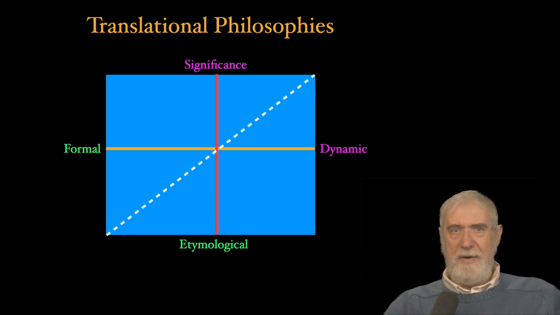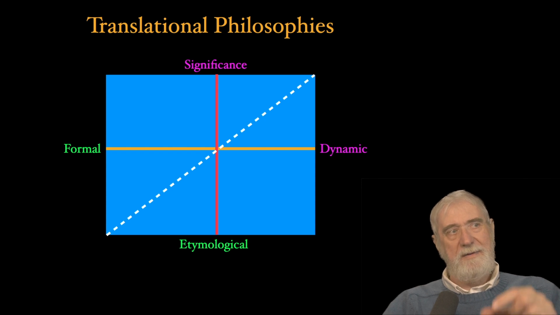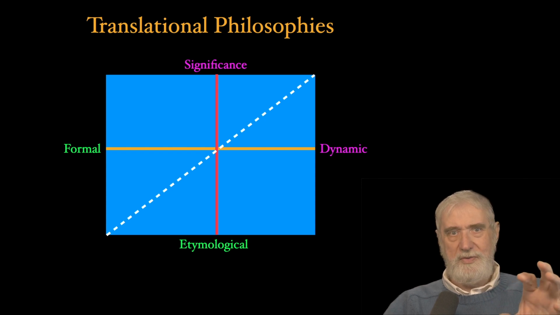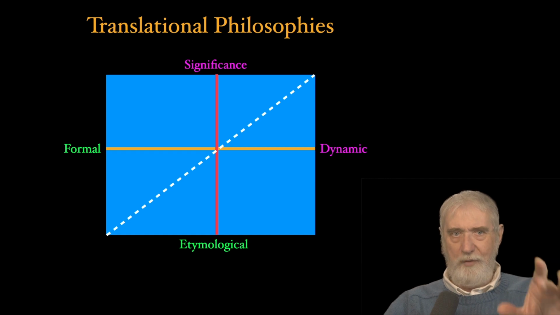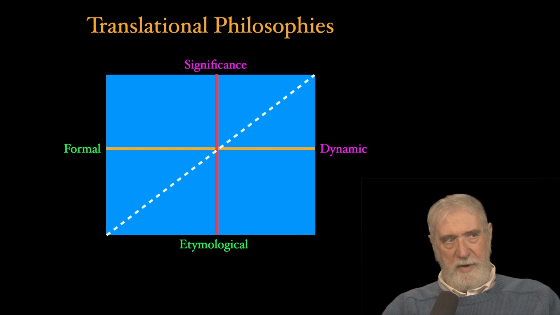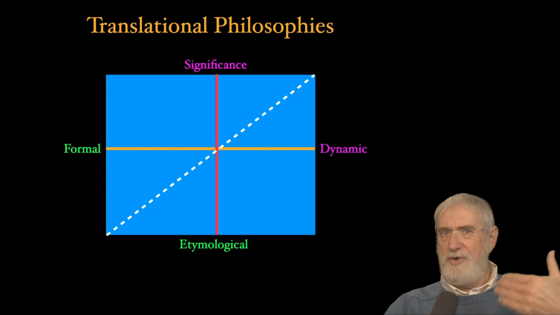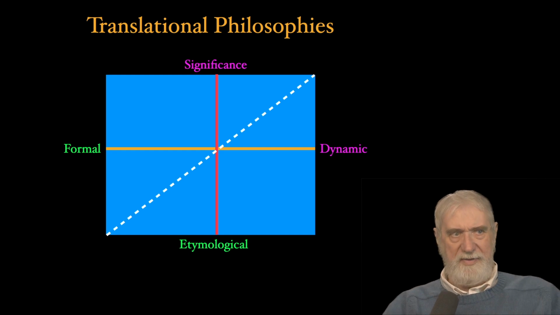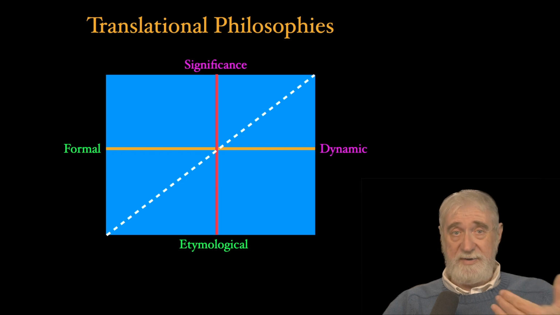And so if we were to do that, we would find that most of them are either going to be some combination of formal and etymological, or they're going to be significant and dynamic. Most of them will go in an approach that prefers one of those pairs and the other pairs. You don't see a whole lot that are mixed together, and you almost never see any that use a dynamic approach for syntax and an etymologically driven approach for selecting words.